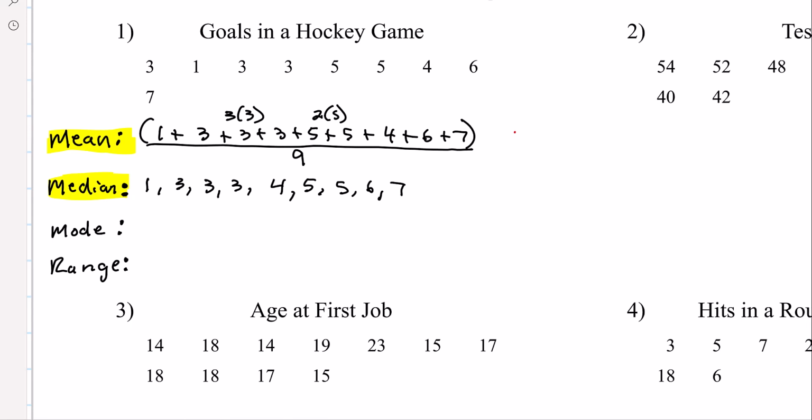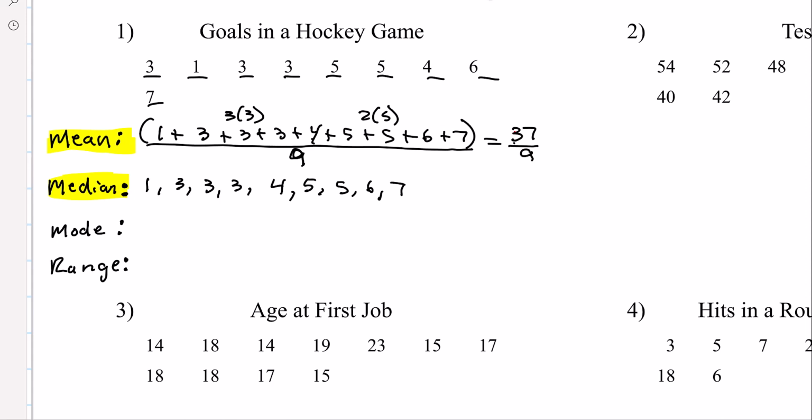I also counted the terms. There's 1, 2, 3, 4, 5, 6, 7, 8, 9. And when you add up all the terms, you're going to divide it by 9. So we're going to get started. We're going to add up those terms. Okay, when I add those up, that equals 37.